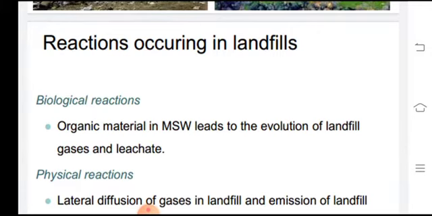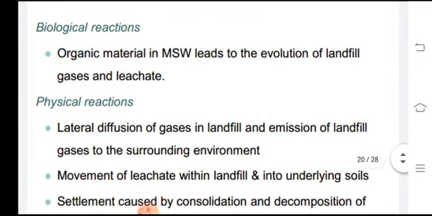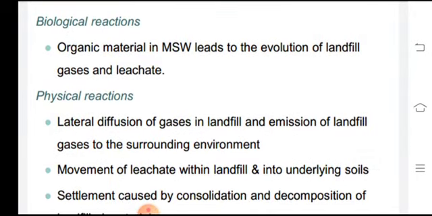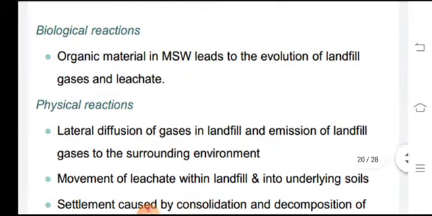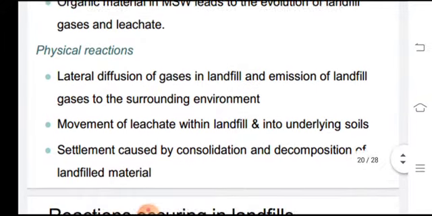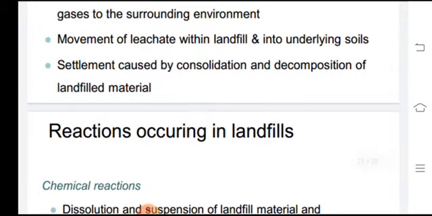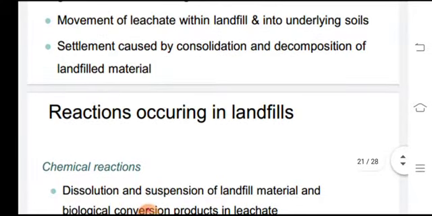So what kind of reactions are taking place in a landfill? This is important because these reactions produce leachate and gases which are released into the environment. Biological reactions due to the organic materials in municipal solid waste lead to the evolution of landfill gases and leachate. Physical reactions include diffusion of gases, emission of landfill gases to the surrounding environment, movement of leachate within the landfill into underlying soils, and settlement caused by consolidation and decomposition of the landfill material.